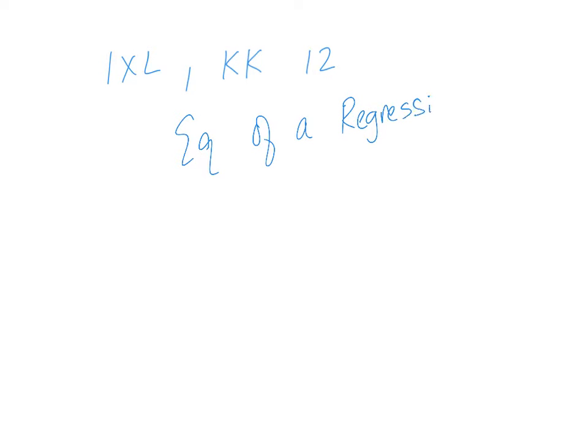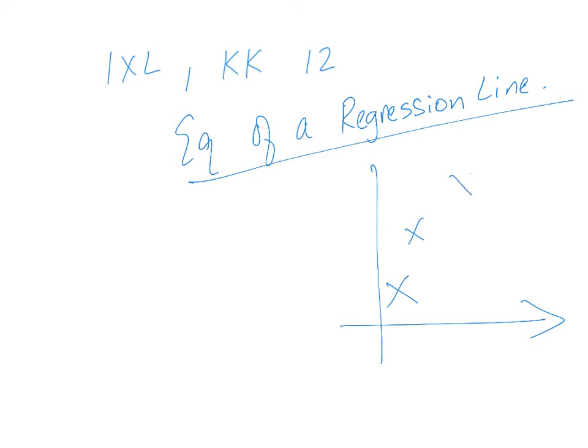So hi, this is again a video about the IXL K-12 series, where we are trying to find the equation of a regression line. Now we know this is what the plot looks like. You've got x's everywhere and maybe a line like this. Once you find the line, you'll try to use 2 points on this line and find the equation. Now this is a straight line.